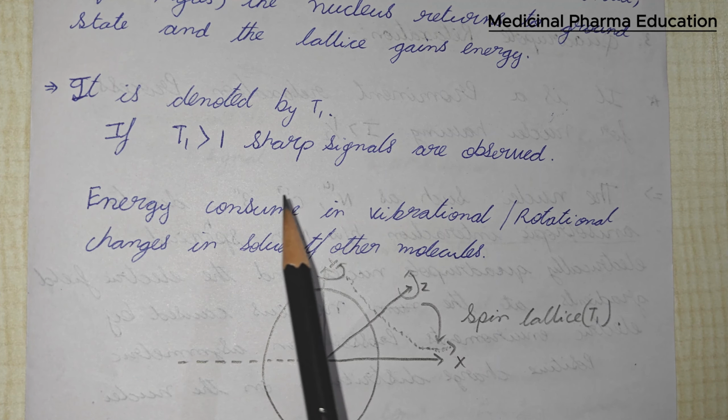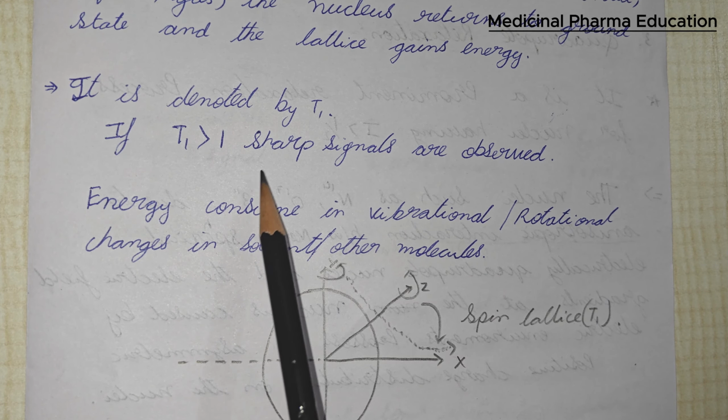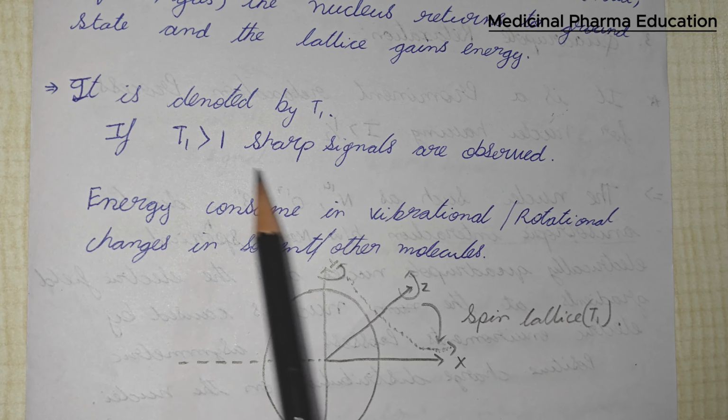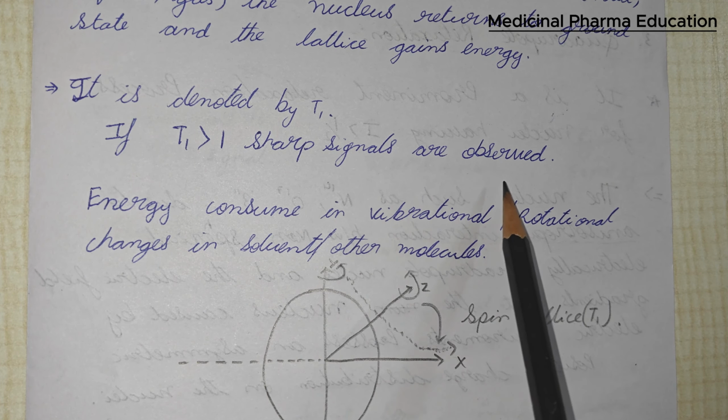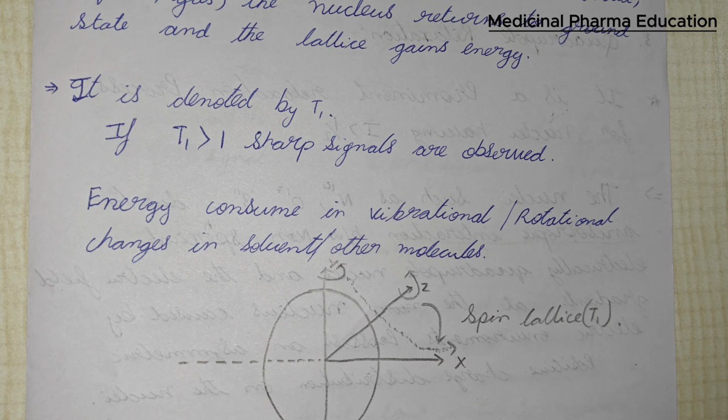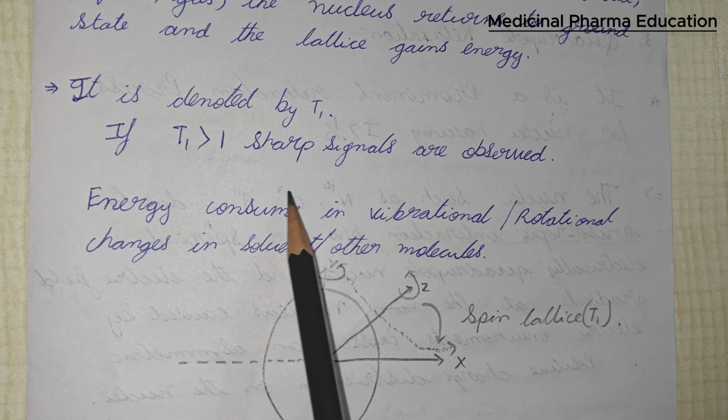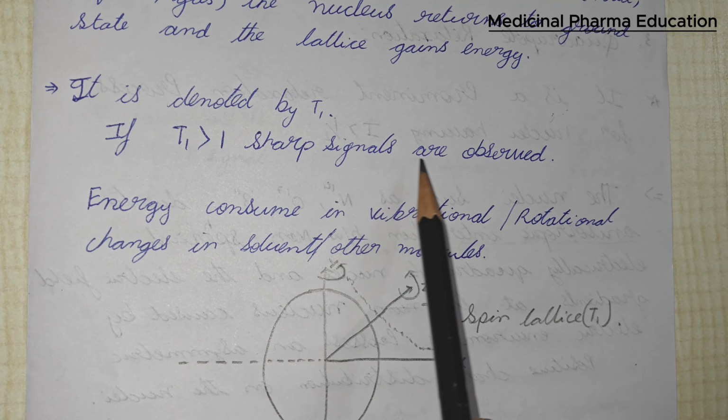Spin lattice relaxation is denoted by T1. Sharp signals are obtained if T1 is greater than 1. Sharp signals are obtained if the energy transfer T1 is greater than 1.